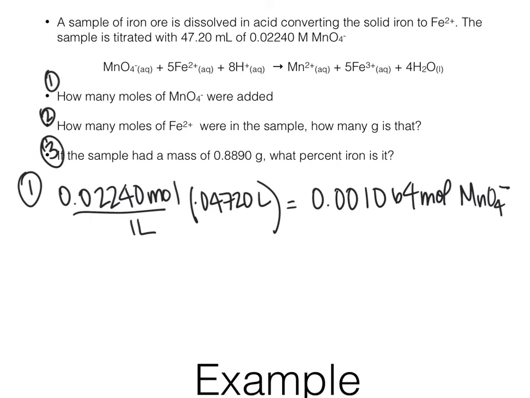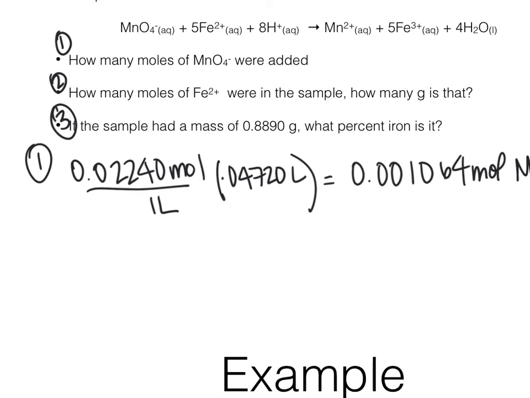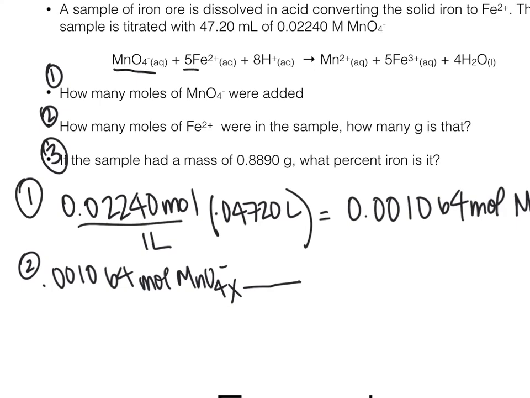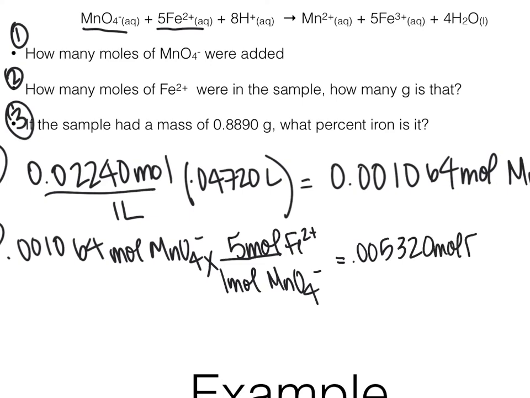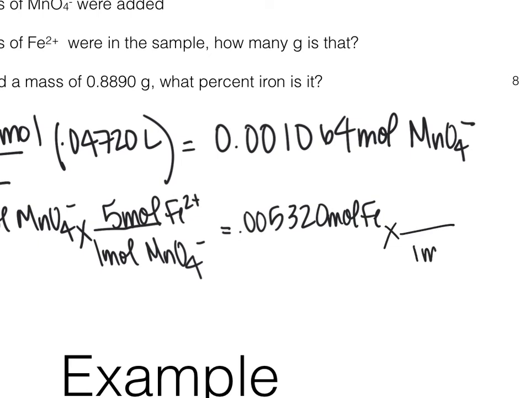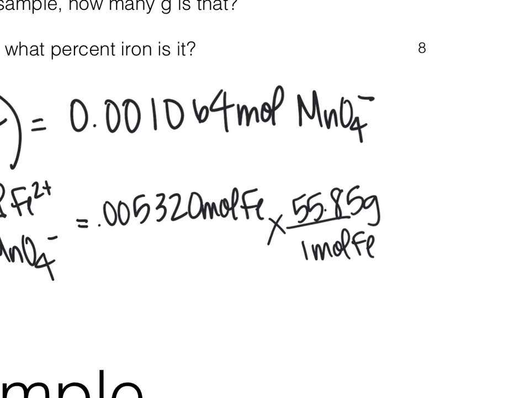It asks how many moles of iron 2+ were in the sample, and how many grams is that? We're going to take our 0.001064 moles of MnO4 minus, using our balanced chemical equation right here, we can see that for every 1 mole of MnO4, there are 5 moles of iron 2+. So when we solve that equation, we get that there are 0.005320 moles of Fe. To convert that to grams, in 1 mole of Fe there are 55.85, which gives us 0.2971 grams of iron.